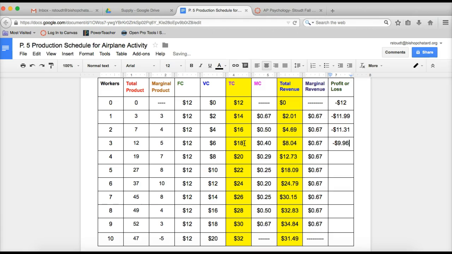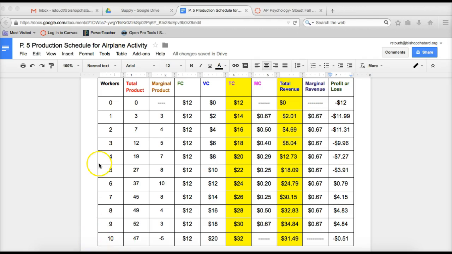All right, so I'm going to have you pause the video again. I want you to figure out the rest of the profit or loss, and when the video is started up again, it will be filled in magically. You should have the rest of the profit or loss column filled in.